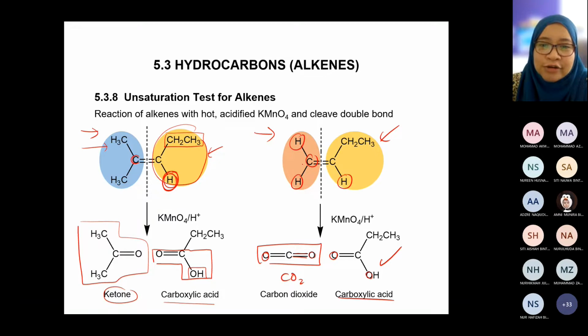Okay, this is only applicable if we have two hydrogen attached to the carbon. Dia takkan ada tiga lah hydrogen dia. Mana boleh ada tiga hydrogen sebab dia kan form double bond. Kan? So, maksimum pun dia ada dua hydrogen. So, kalau we have two hydrogen, it will form CO2. If we have one hydrogen only, it will form carboxylic acid.